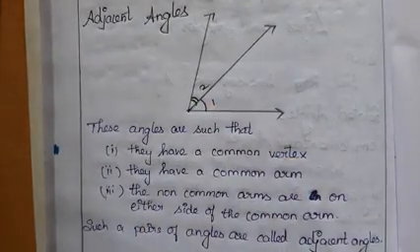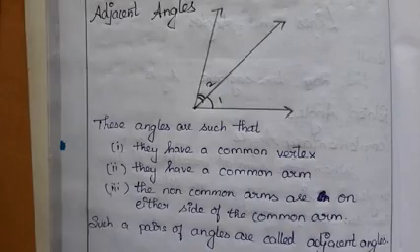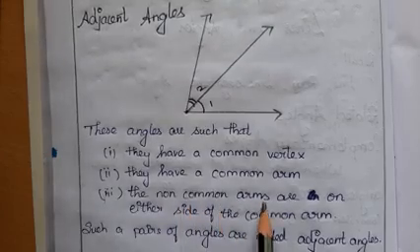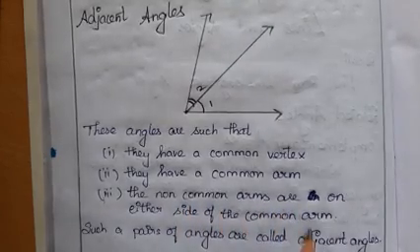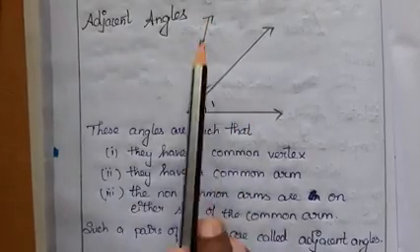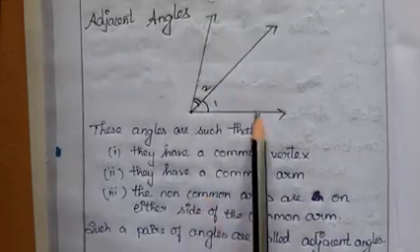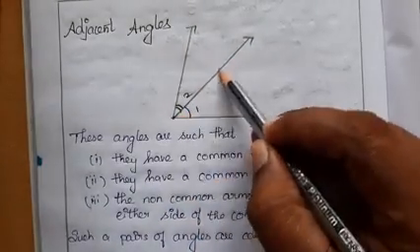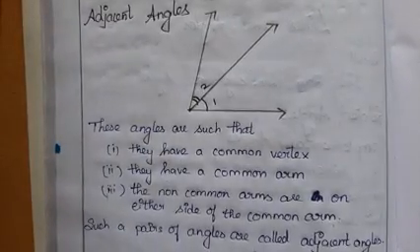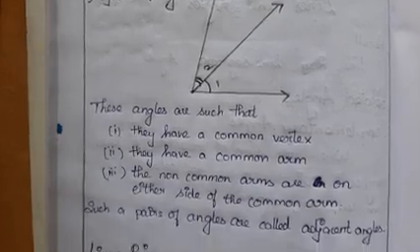And third, the non-common arms are on either side of the common arm. You can see this arm and this one are the non-common arms. They are not common, and they are on either side of this common arm. So both are on either side. Such pairs of angles are called adjacent angles.